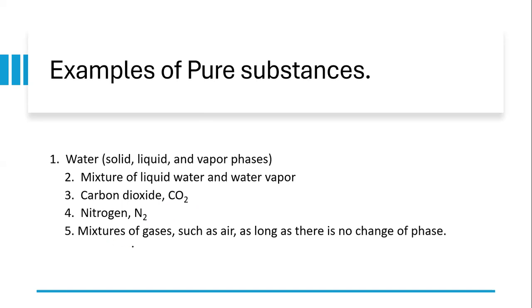And then the last example, we are looking at mixtures of gases. When gases mix up together, you won't be able to tell which one is which, such as air. We know air has oxygen, nitrogen, right? But we have to understand that other gases are mixed into air. So as long as there is no change of phase, therefore we have a pure substance.